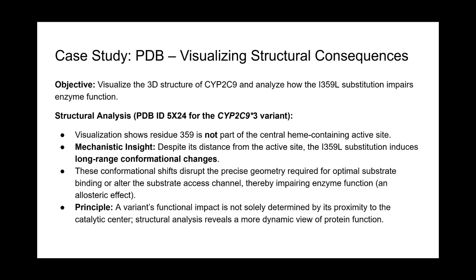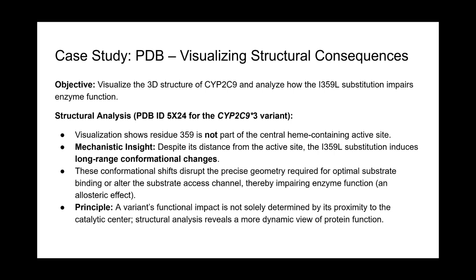At first glance, one might think that a mutation occurring far from the active site would be harmless. However, the publication associated with the structure 5X24 reveals the true mechanism behind its effects. The substitution of isoleucine with leucine at position 359, despite being distant from the active site, remarkably causes changes in the side chains of residues near the active site and the access channel. This long-range conformational change disrupts the precise geometry necessary for optimal substrate binding and enzymatic activity.